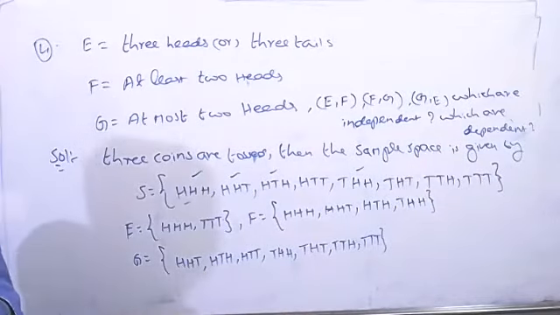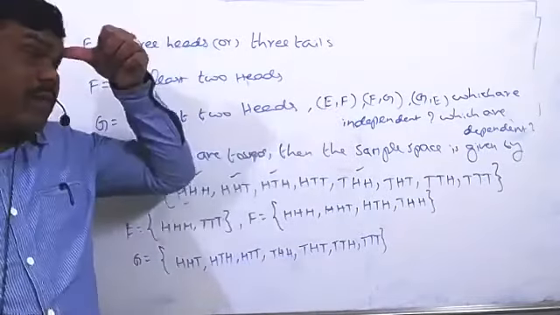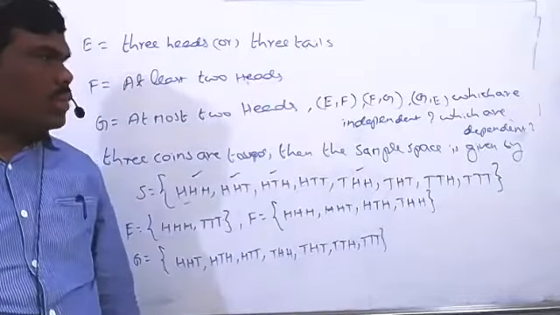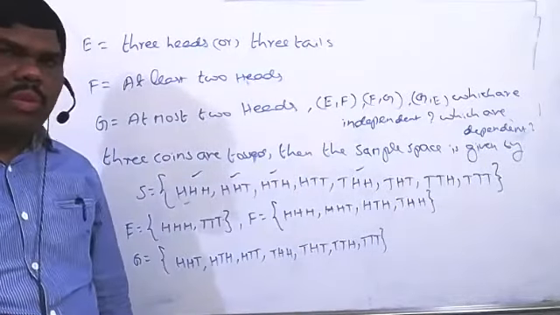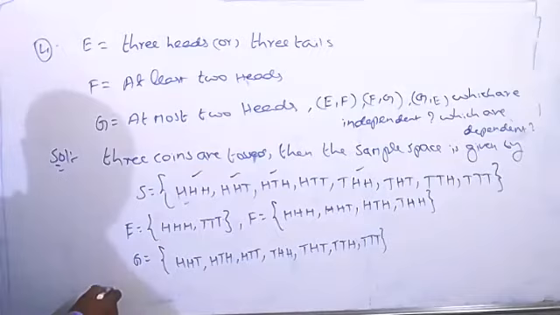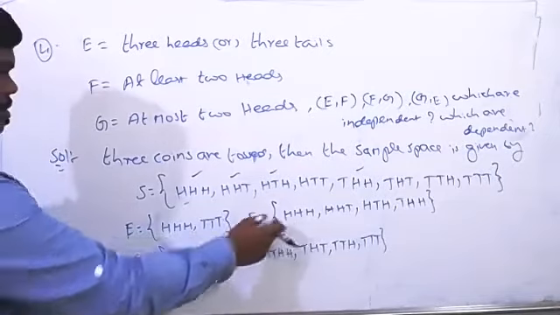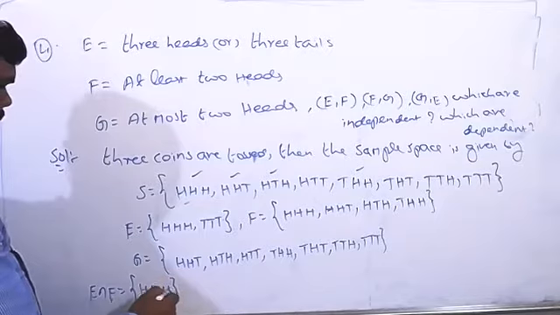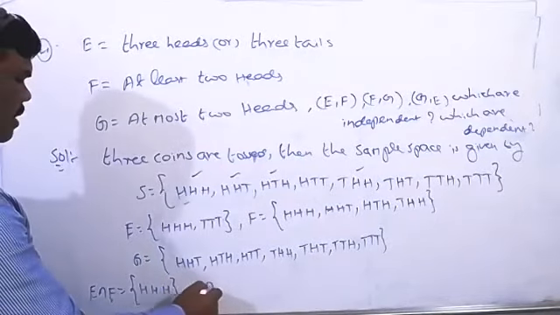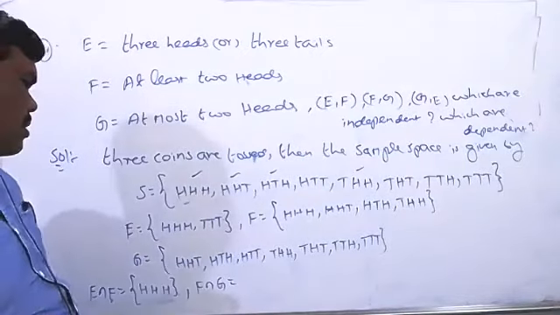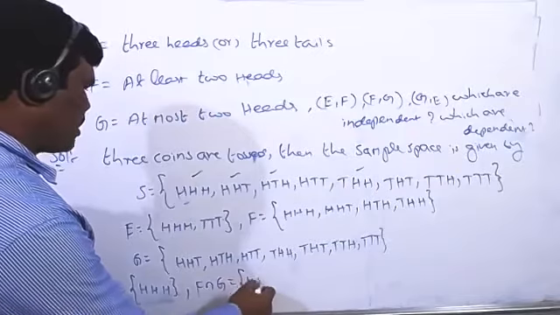But we have to verify E, F and F, G and G, E, which are independent and which are dependent. For that purpose, first you can find all the intersections. E intersection F: what is common here? Only head, head, head. The same way, F intersection G: what is common here now? Head, head, tail.